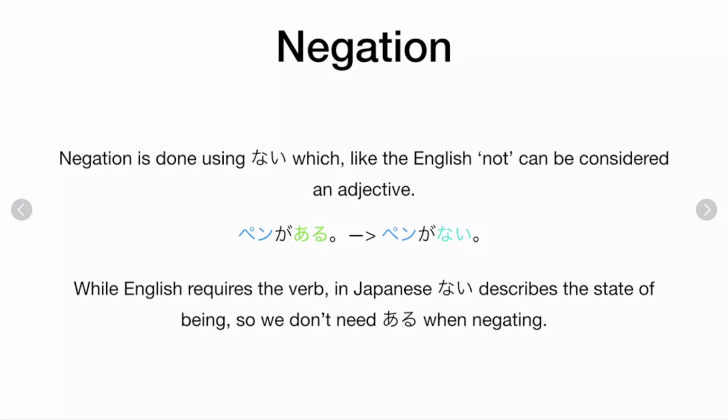Okay, negation. We've seen how to negate verbs, but let's talk about negation as a general concept because there are patterns across all of it. So negation is done with nai, and it's kind of like English not. So if you say pen ga aru, the negative form of that, pen ga nai.